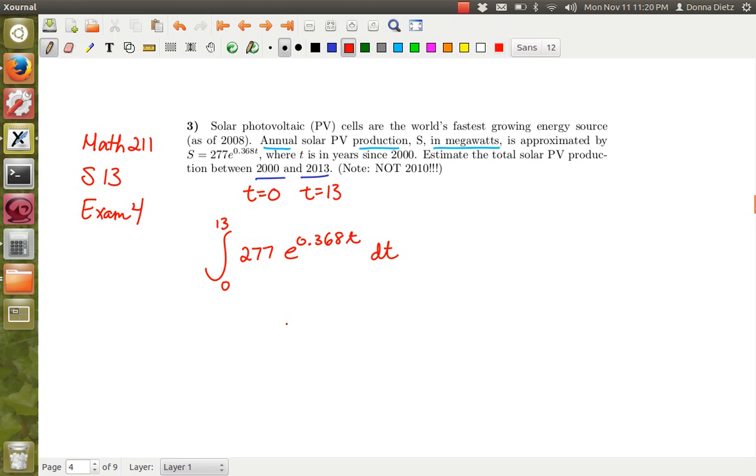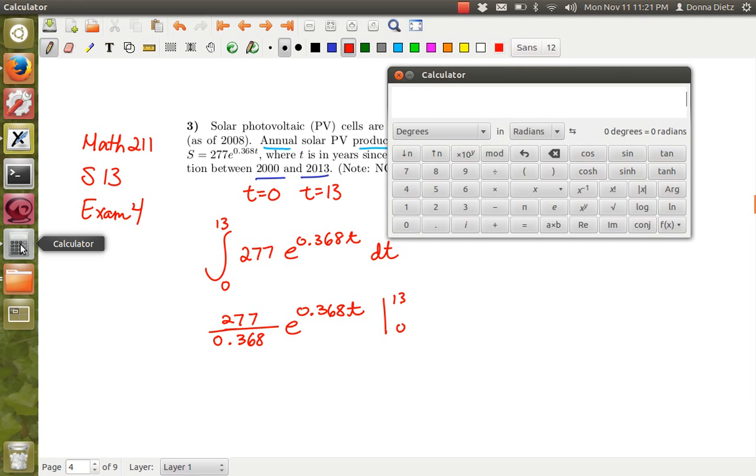Okay, so you automatically know that your integral is going to be e to the 0.368t, but there's going to be some constant kicked out. If you were taking the derivative, you'd kick out 0.368. So you're still going to kick out 0.368, but it's going to be in a denominator over here. Okay? And so let's go ahead and pull out the calculator and figure out what that is. That's 277 divided by 0.368.